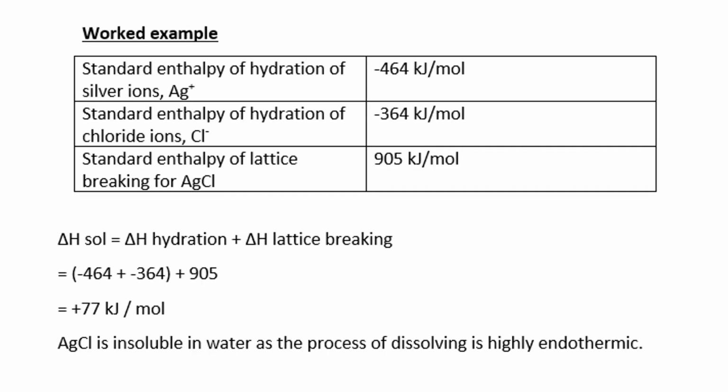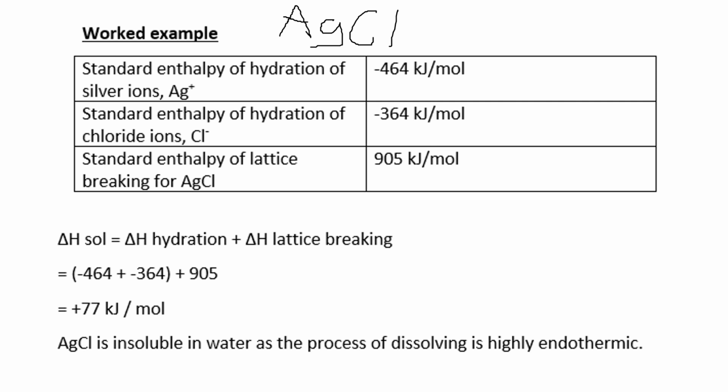So let's take the ionic compound silver chloride, AgCl. Now, if you remember back to the silver nitrate test where you're testing for chloride ions, silver chloride is the precipitate that forms, and the fact that it's a precipitate tells you it's not soluble in water. So we would expect this compound to not dissolve.